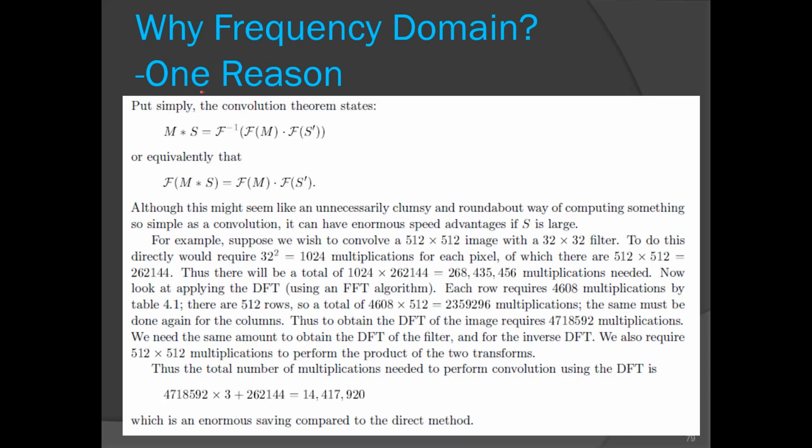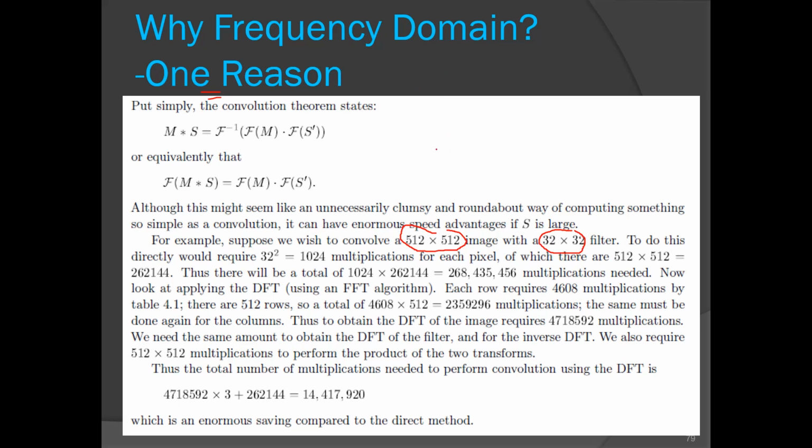Here the reason is mentioned. We know that convolution in the spatial domain is equal to multiplication in the frequency domain. So we have made a calculation here. Our original image size is 512 by 512 and our filter size is 32 by 32.